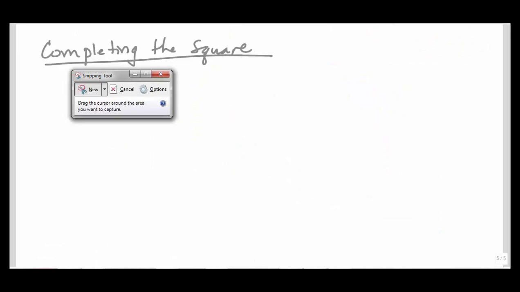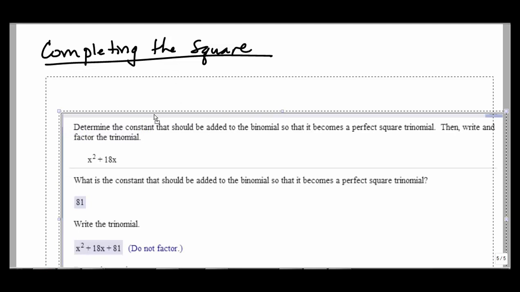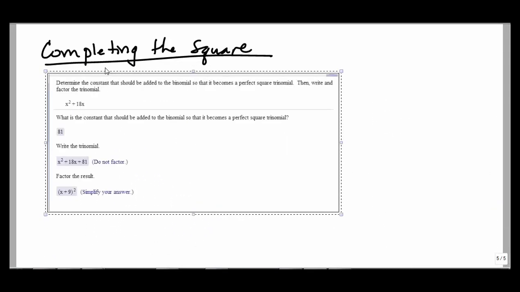So let's go ahead, it's probably more just the wording. It's not as complicated as it makes it out to be. It's more just the wording, and we'll look at a couple of these. So here, I think this is associated with problem number 9 or something similar to that in your homework set. It says determine the constant that should be added to the binomial so that it becomes a perfect square trinomial. Then write and factor the trinomial.